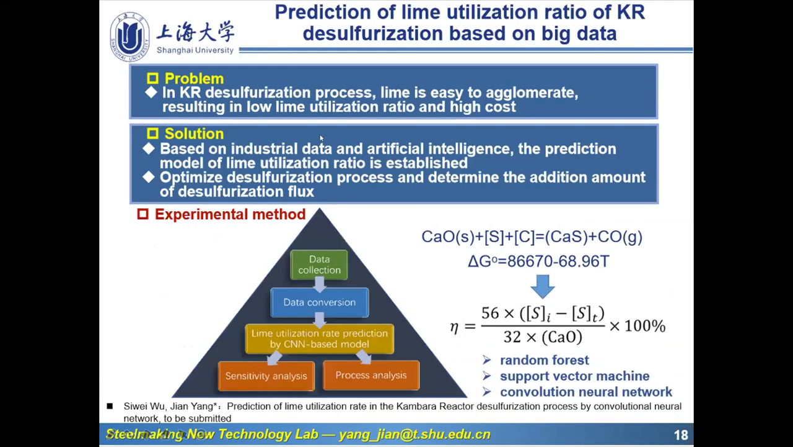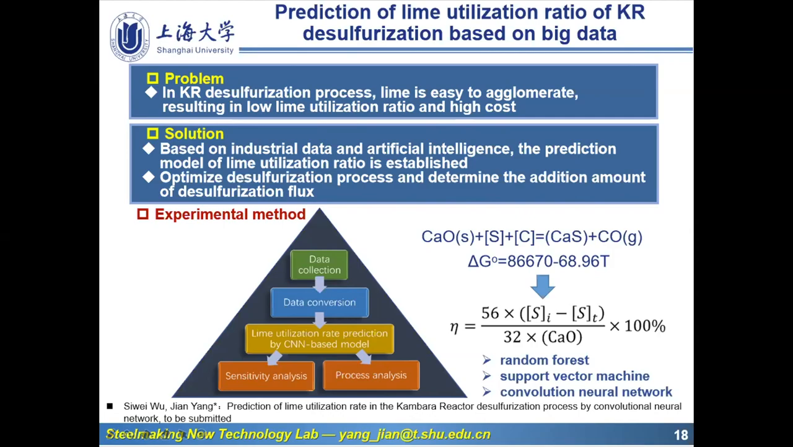Another one is the prediction of the lime utilization ratio of the KR desulfurization based on big data. So the problem is in the KR desulfurization process, lime is easy to agglomerate, resulting in low lime utilization ratio and high cost. To solve this problem, we based on the industrial data and artificial intelligence make the prediction of the lime utilization ratio.